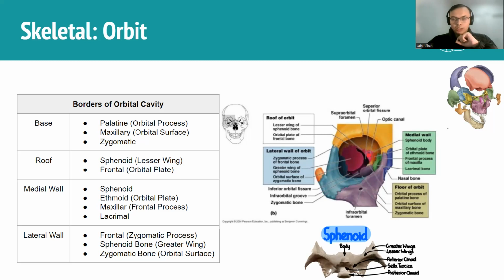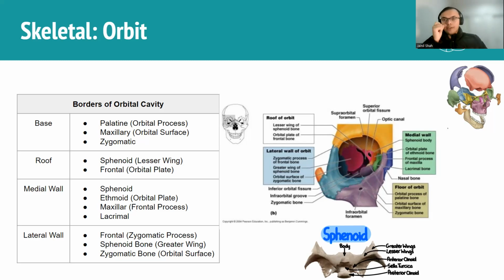And you can see the optic canal coming out of that as well, which is going to have the optic nerve and the ophthalmic artery there. We'll not talk about that just yet. We'll have that on the next slide. But you can see the four bones there, anterior to posterior, the maxillary bone, the lacrimal bone, the ethmoid bone, and the sphenoid body. The four bones on the medial wall.